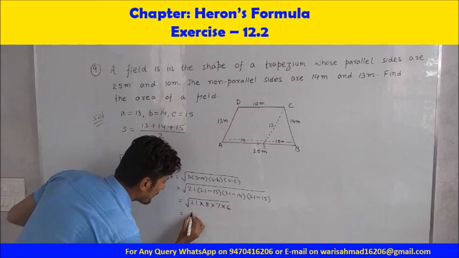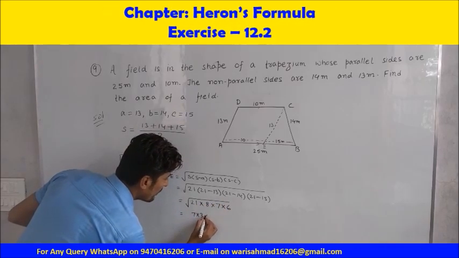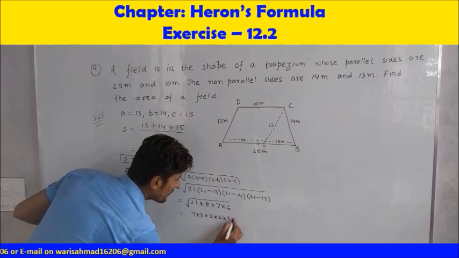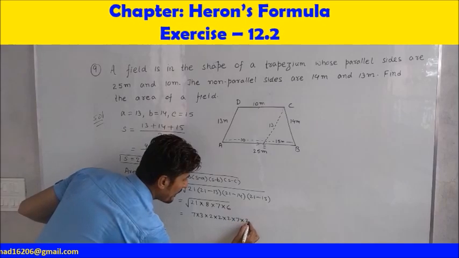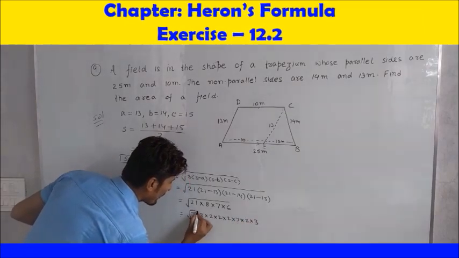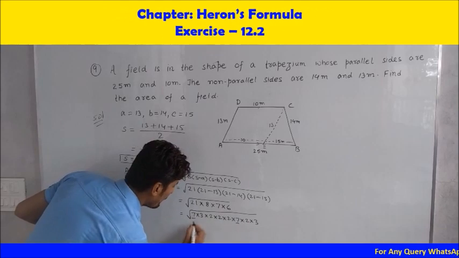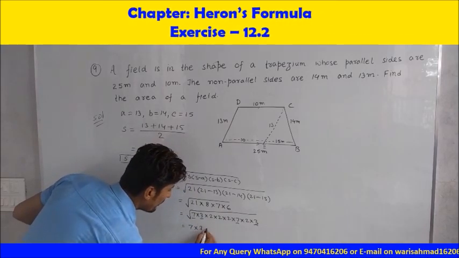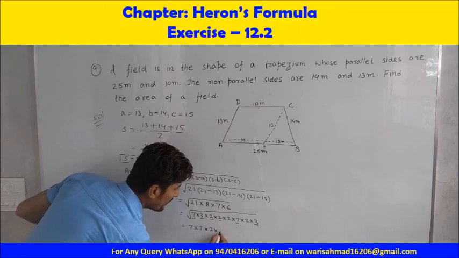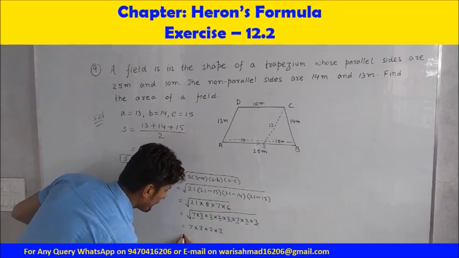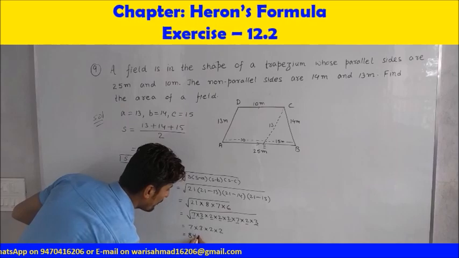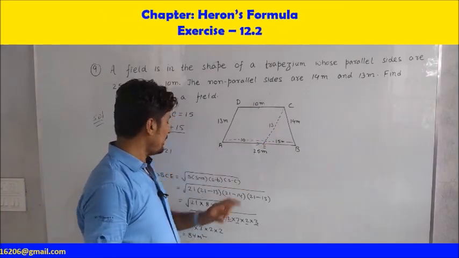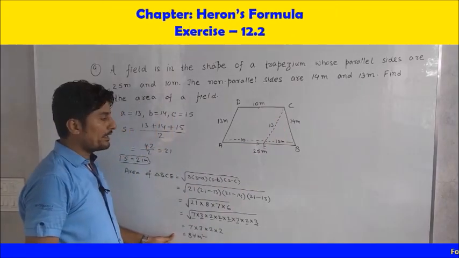21 can be written as 7 into 3, while 8 can be written as 2 into 2 into 2. 7 will be as it is. 6 can be written as 2 into 3. Now after that, 7 into 7 we can write 7 here. 3 into 3 we can write 3 here. 2 into 2 we can write 2 here. 2 into 2 we can write 2 here. Finally we have 84 meter square. So the area of triangle BCE we have got is 84 meter square.